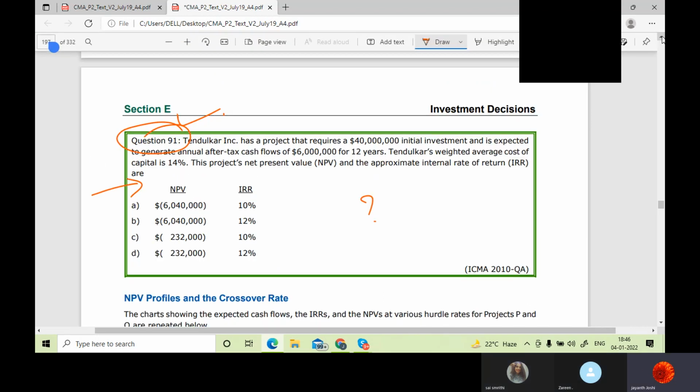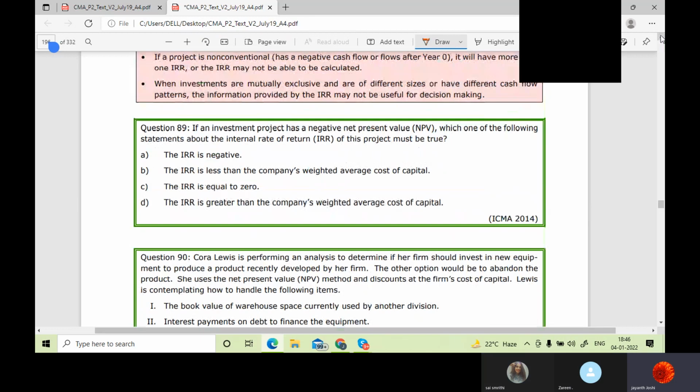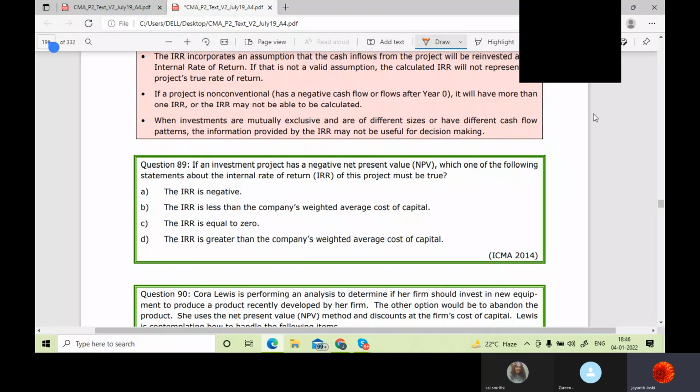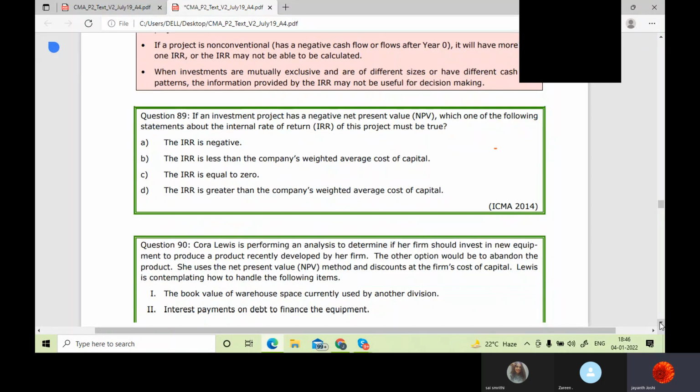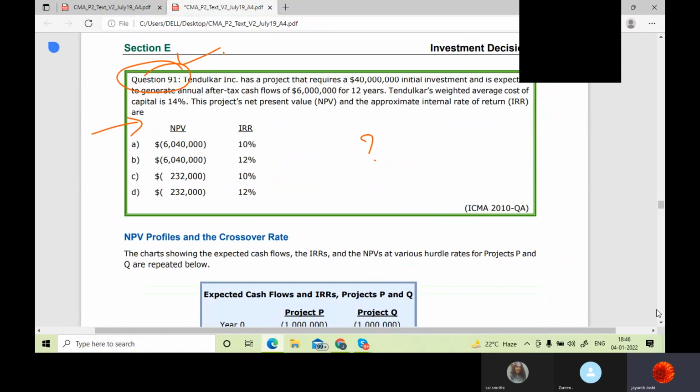And why I'm leaving this theory question, I could have discussed with you, but I want you to read the text first. Okay. And then try to give it. Then we can discuss on it. Okay. Go, just do this question, I'm waiting.